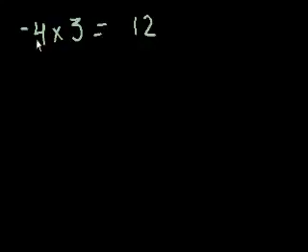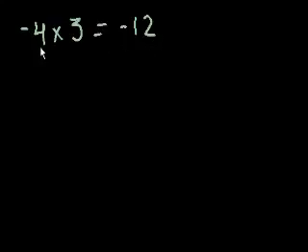So if I said negative 4 times positive 3. Well, 4 times 3 is 12. And we have a negative and a positive, so different signs mean negative. So negative 4 times 3 is a negative 12.